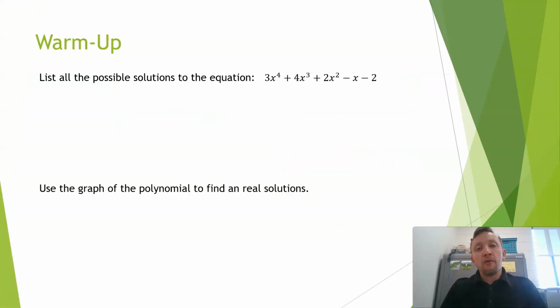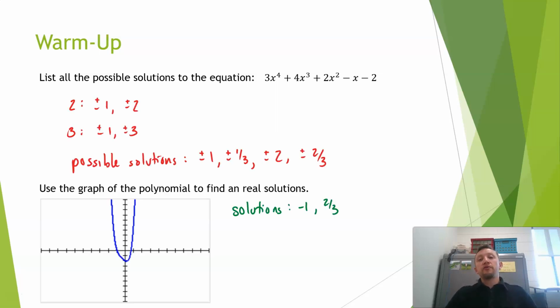But this I want you to try on your own, because I want you to list all the possible solutions to that equation using that rational root theorem that we learned about in the previous video. And then I want you to use the graph. So on your graphing calculator, I want you to graph that, and I want you to figure out of those solutions which ones you should try and which ones are in fact the real solutions to that equation. So go ahead and pause the video and hit play when you're ready to check to see if you've done that correctly. All right, let's see how you did here.